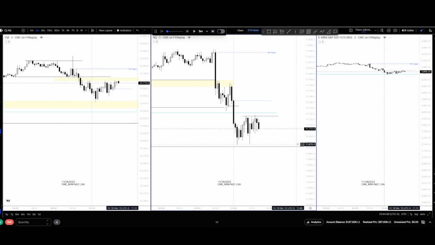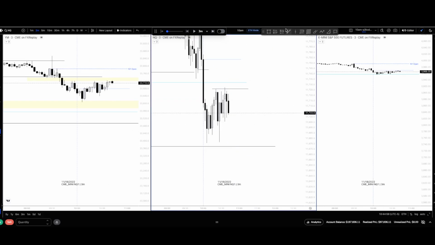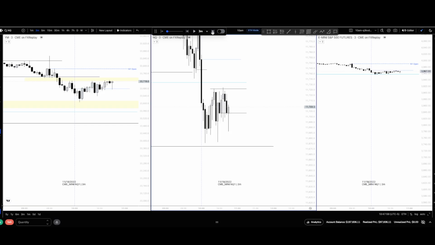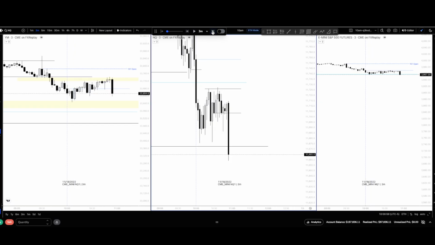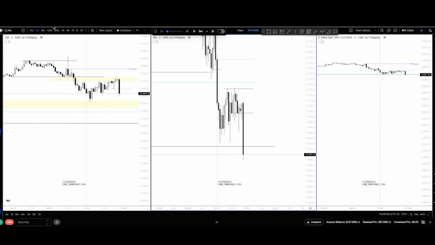Now my job is to look for a 3-minute CISD. Do we get this 3-minute CISD here? Not a strong one, not one I can say I trust. Fucking A, bro.